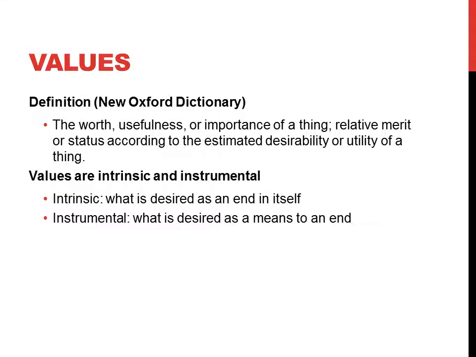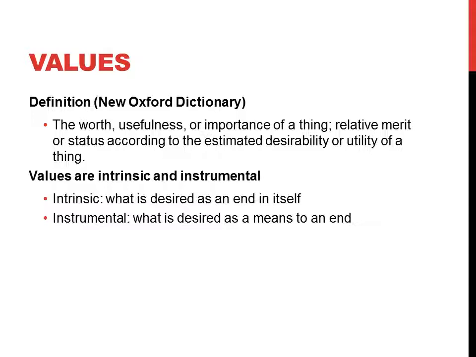Values, on the other hand, are defined as the worth, usefulness, or importance of a thing, the relative merit or status according to the estimated desirability or utility of a thing. And again, values are personal. Each person has their own set of values. A lot of these come from our families. A lot of these come from society. A lot of these come from the roles that we're playing in our personal and professional lives.